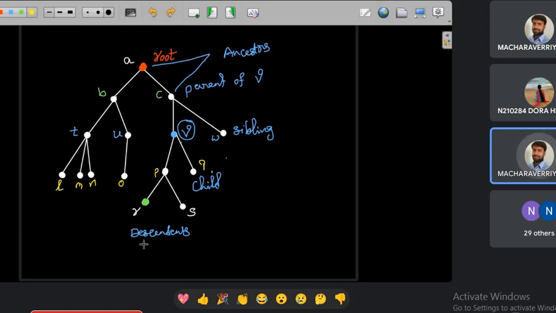Okay, now let me define one more thing. The descendants of V are nothing but the vertices which are down from V. I mean the children and all. These are all descendants of V, that is P, Q, R, S. These all come under descendants of V. Alright, I hope given a rooted graph like this, you can identify the parent of a given vertex, children of a given vertex, siblings of a given vertex, and descendants of a given vertex.